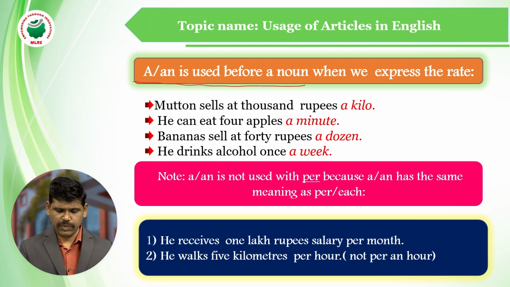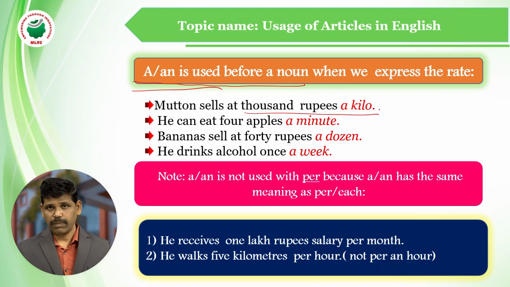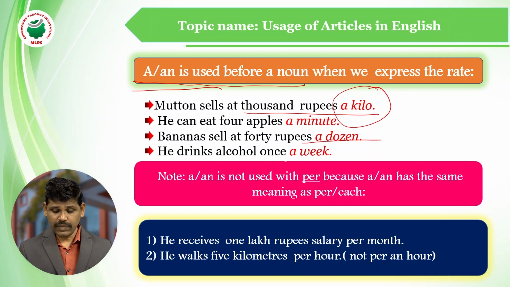A or an is used before a noun when we talk about the rate. Mutton sells at 1,000 rupees a kilo. We are talking about a kilo, a particular unit. He can eat 4 apples a minute. Bananas sell at 40 rupees a dozen. He drinks alcohol once a week.